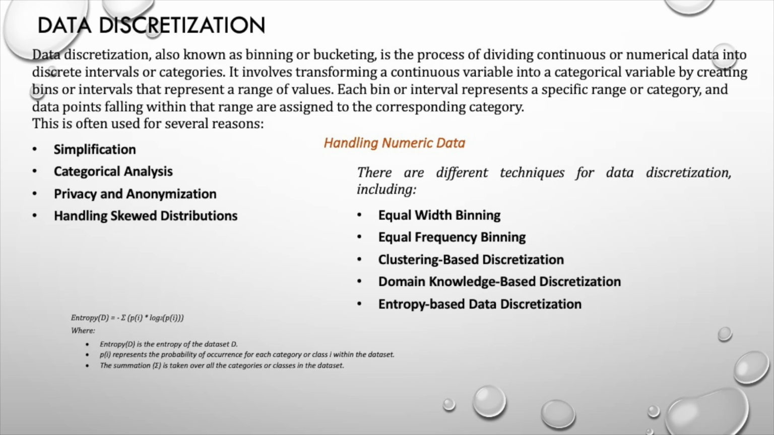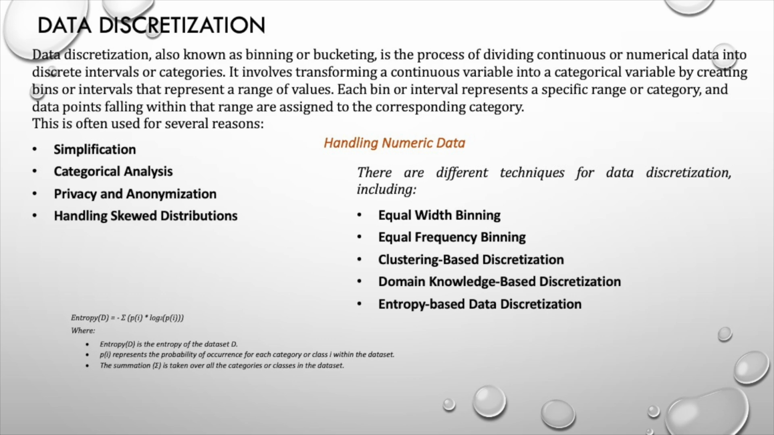Privacy and anonymization. Discretizing data can help protect individual privacy by concealing specific values or reducing the level of granularity. For example, age or income data can be discretized into age groups or income brackets to preserve privacy while still allowing for analysis.